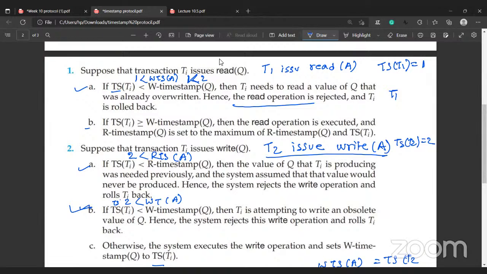Sir, you can repeat the first two only. Okay. Okay. Let me erase.